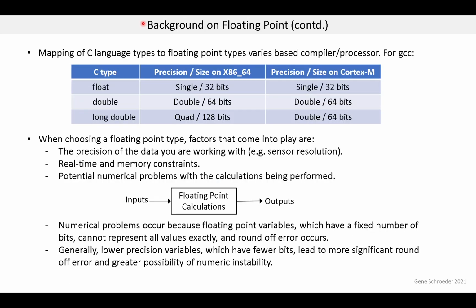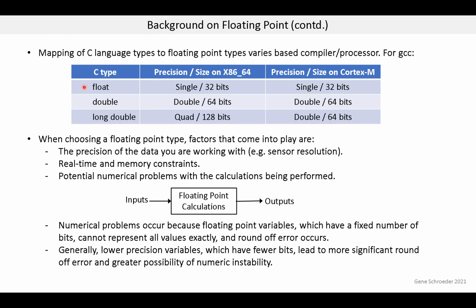So now let's see how this relates to the C language. The C language has floating point types that map to the IEEE standard types that we just discussed, but the mapping depends on the compiler and the processor. So we're going to look at the GCC compiler, which we use for STM32, and it's used for many other processors. And we look at two processors in particular. The first one is the x86-64, which is used for many laptops and servers. And the other one is the Cortex-M, which of course we use for STM32.